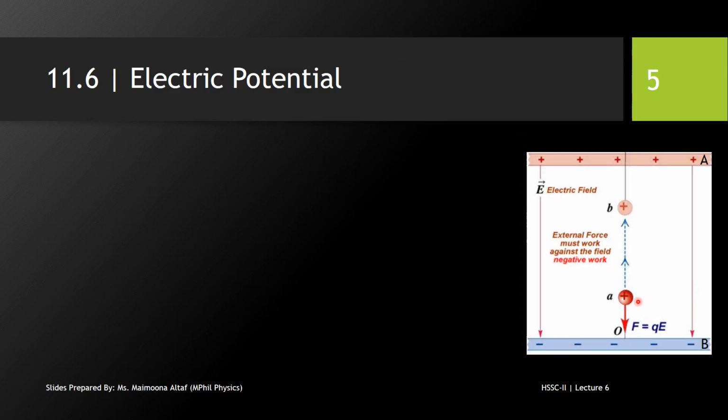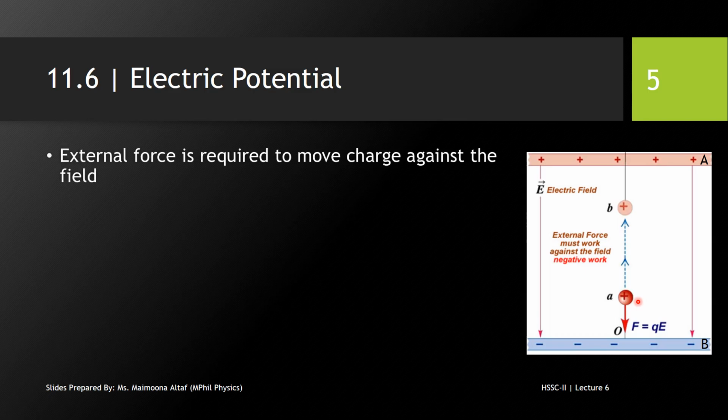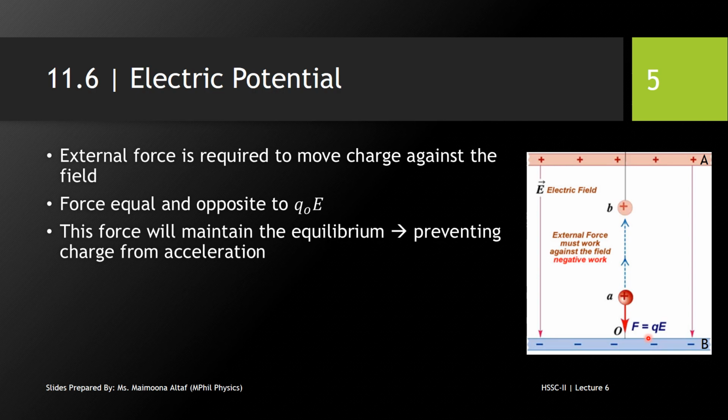In order to move the charge against the field, an external force must be applied, which has to be equal to the electrostatic force but opposite in direction. This force will maintain the equilibrium by preventing the charge from accelerating while moving against the field. So work has to be done on this charge, by the force carrying a positive charge from point B to point A without disturbing its equilibrium state.